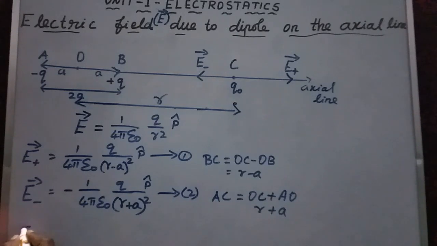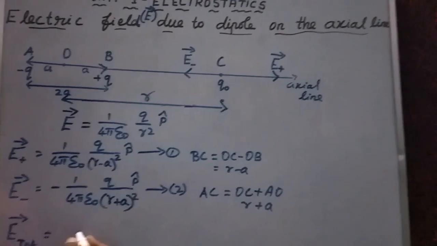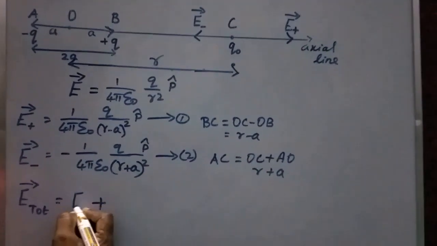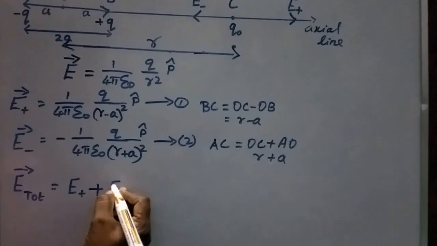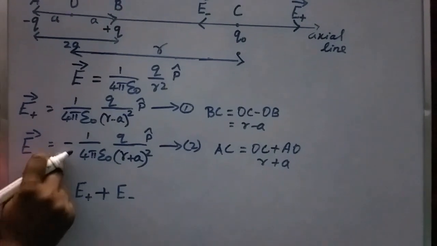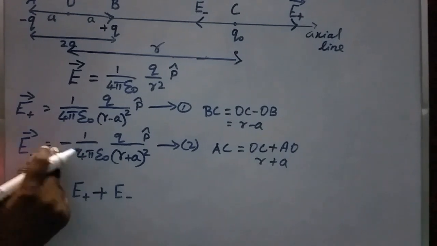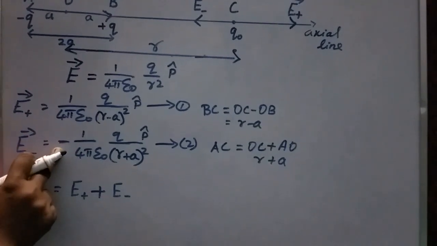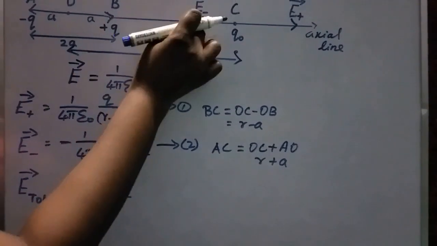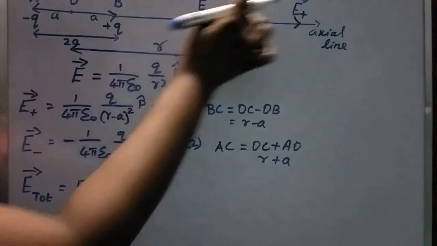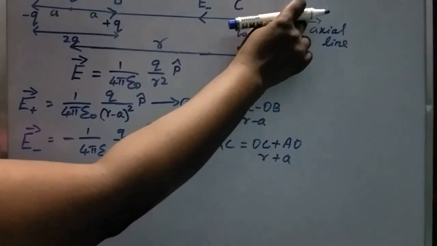Now the total electric field, E total vector, is equal to the summation of E plus and E minus. In this equation, here we have one negative sign. This negative sign indicates that the direction of E minus is opposite to the direction of E plus.